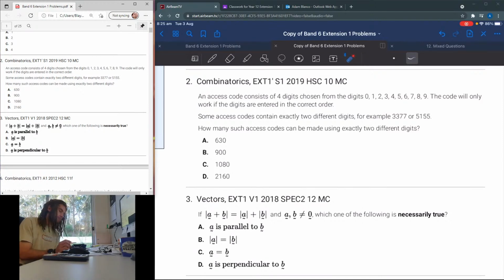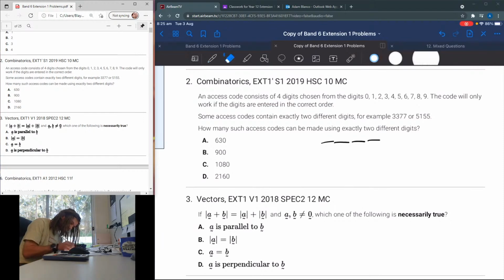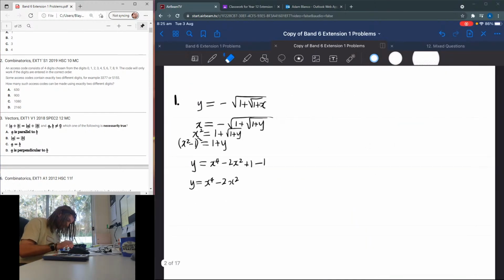So it's basically saying there's an access code that has 4 digits, and I can choose from any digit, but it needs to be in the correct order, so I would assume that we're talking about permutation here. Now, some access codes contain exactly 2 digits. So how many such access codes can be created? So I'm looking for a 4-digit thing, but I can only use 2 digits. So I was thinking, well, you could go case by case. So like, let's go over here.